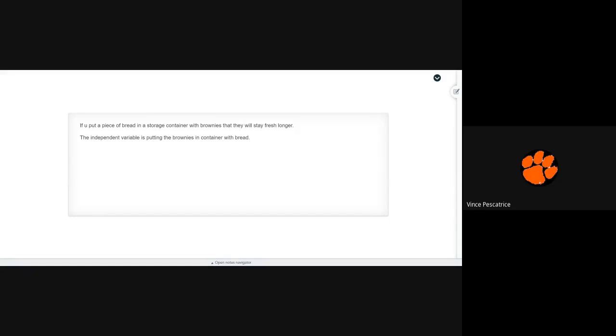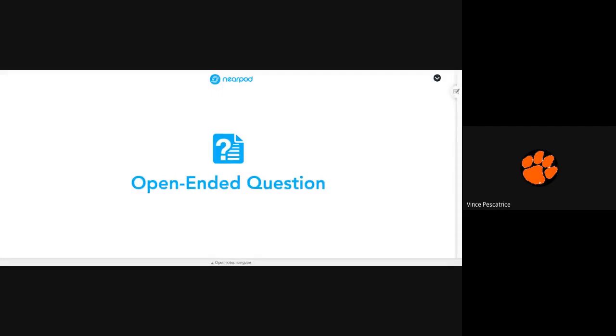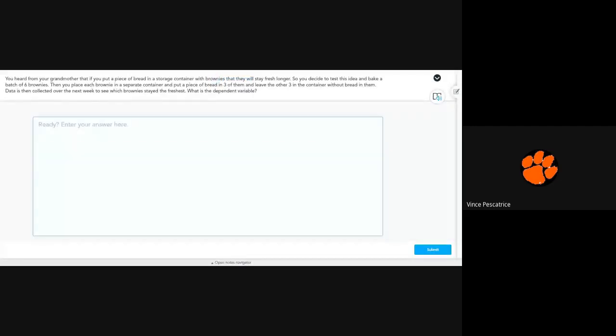And keep that part in mind because this next question is the same wording, so don't worry about trying to reread it. All I'm asking you for now is what is the dependent variable? What's going to change depending on whether the brownies have bread in the container or not?